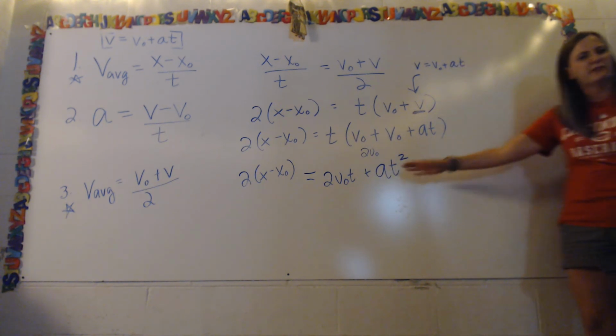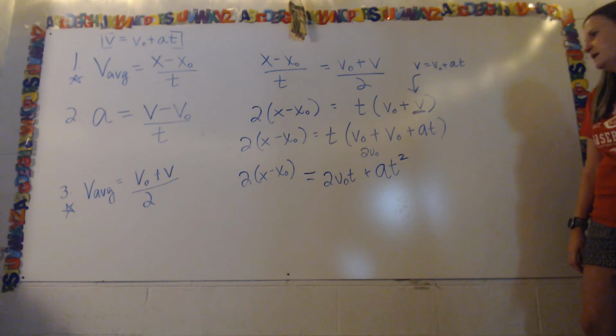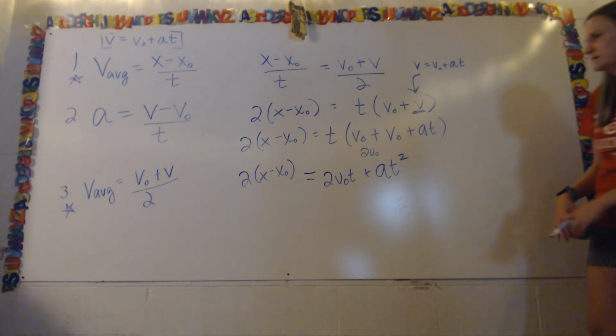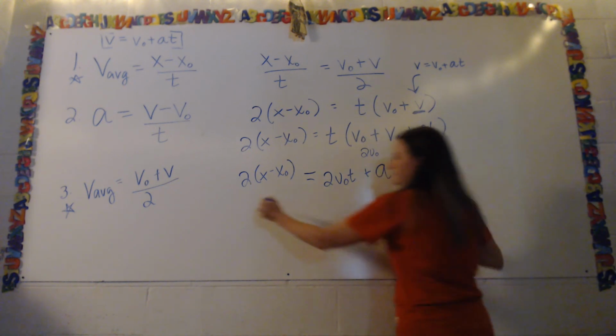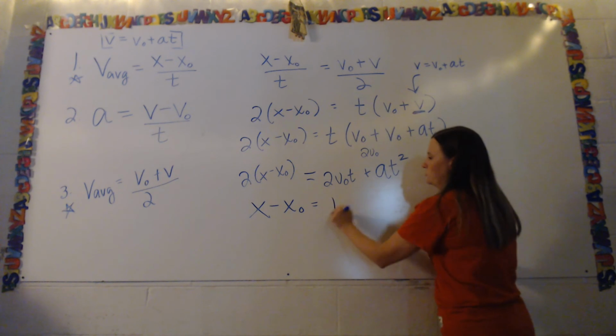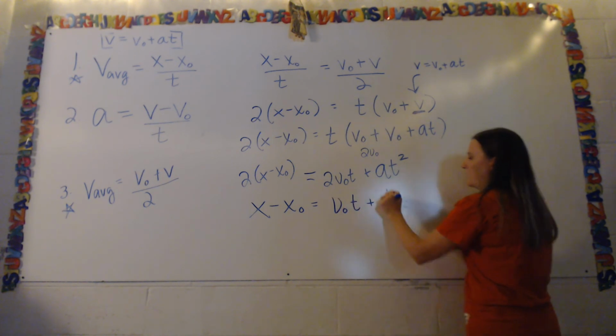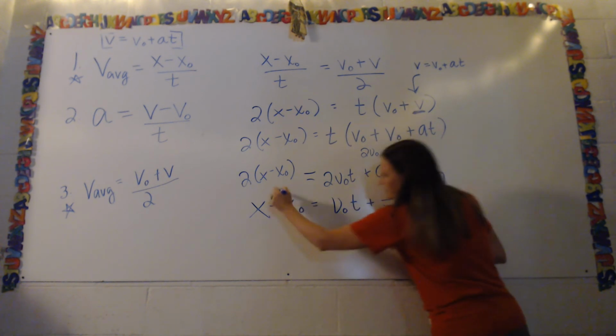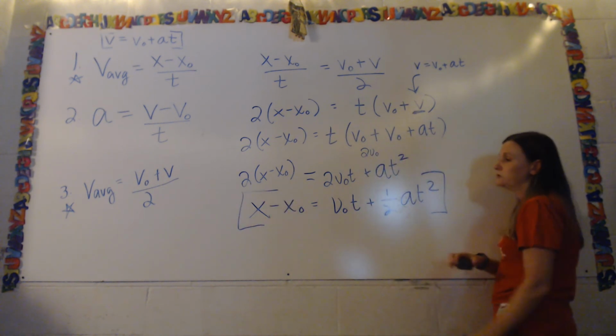Again, I'm kind of flying through it a little bit because I'm not going to make you repeat it. I've got 2 factors of 2, so I'm going to divide everything by 2. Sorry, I'm running out of room. x minus x naught is equal to v naught t plus 1/2 a t squared. And that is my second kinematic equation of motion.